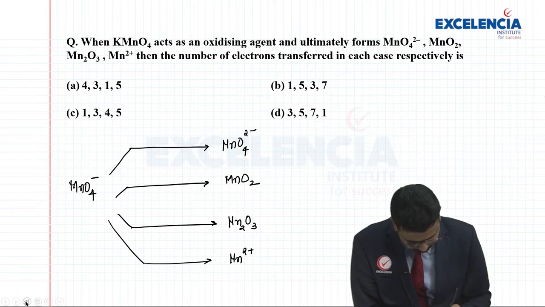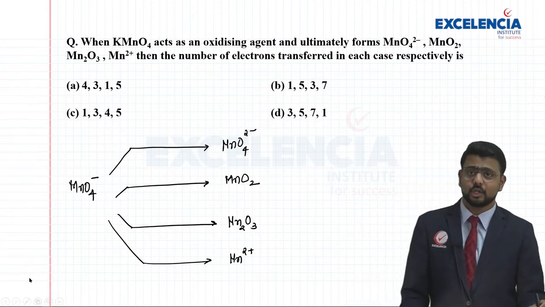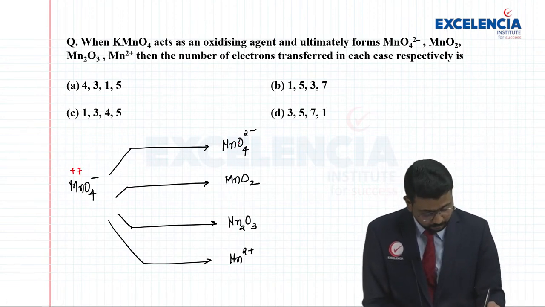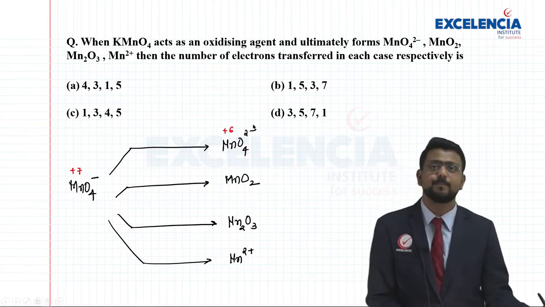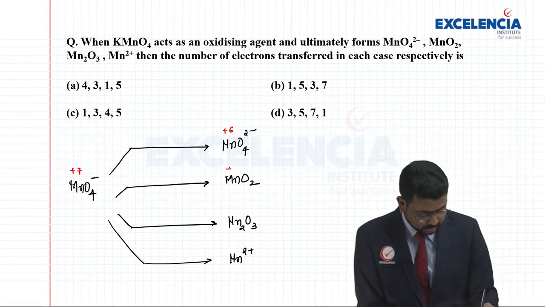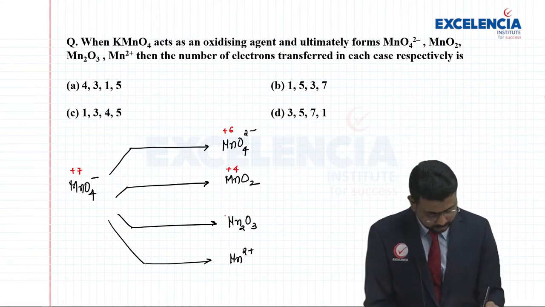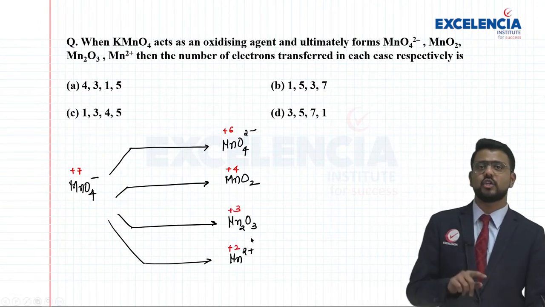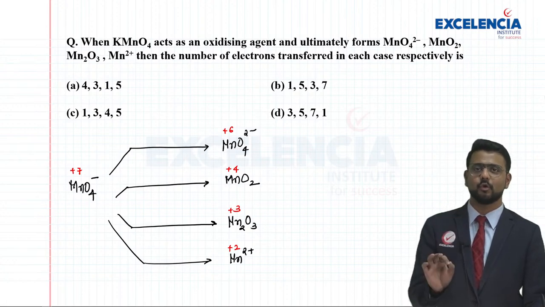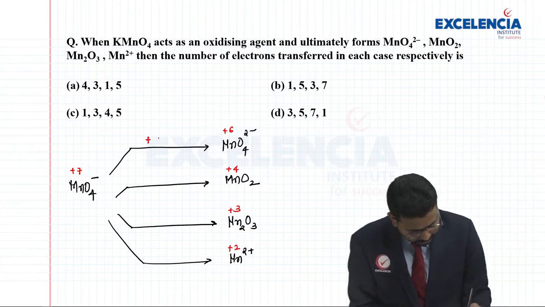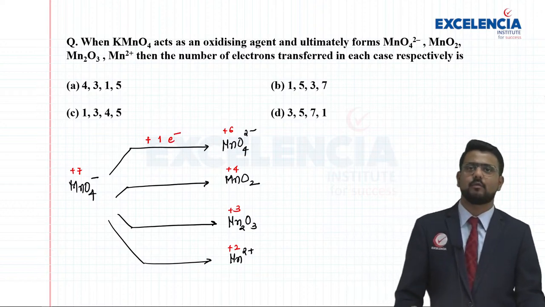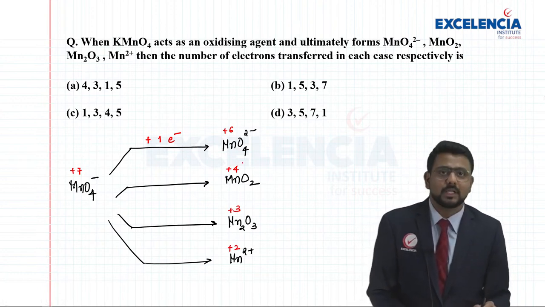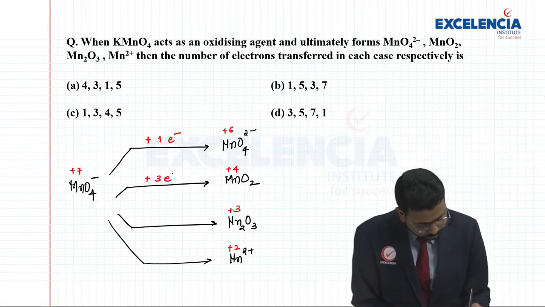Now we just have to consider the oxidation number. So Mn here has the oxidation number of +7, right? In MnO4 2-, its oxidation state is +6. In MnO2, its oxidation state is +4. Mn2O3, oxidation state is +3. And finally, here it is +2. So if you notice in the first case, the change in oxidation state is by just one unit. And that's the reason for the first reaction, it is going to accept one mole of electrons, right? Next, the change in oxidation state from +7 to +4, definitely it will accept 3 electrons here.